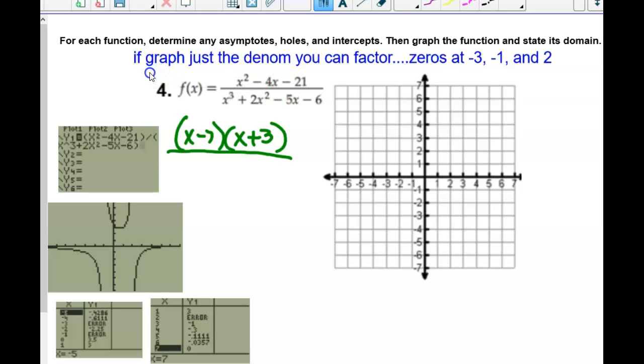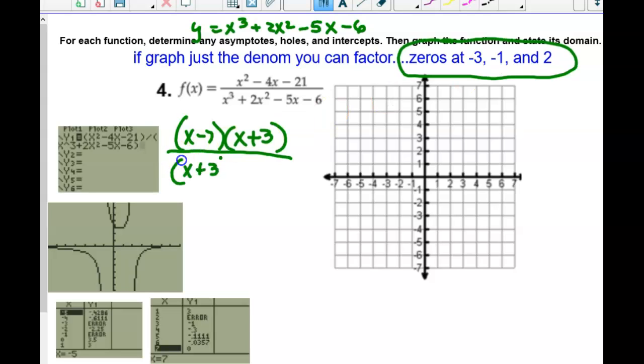Anybody remember how we did that? I said just type in y equals x cubed plus 2x squared minus 5x minus 6 and find the zeros. The zeros were at -3, -1, and 2. So we had an x plus 3, an x plus 1, and an x minus 2 as the factors of the denominator. Okay, so we just went over the order.